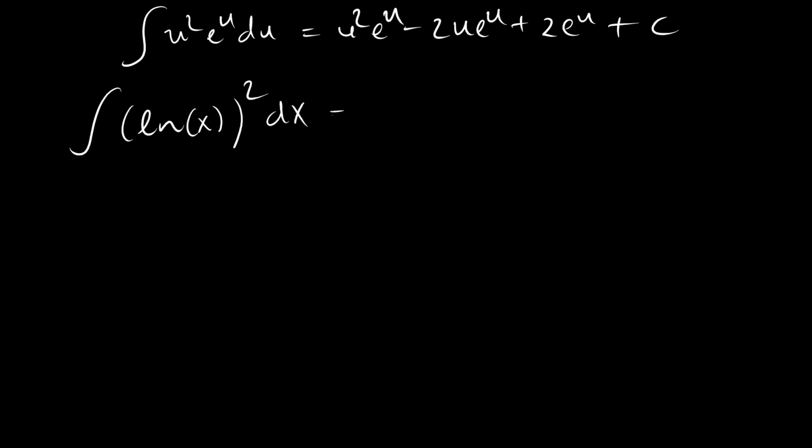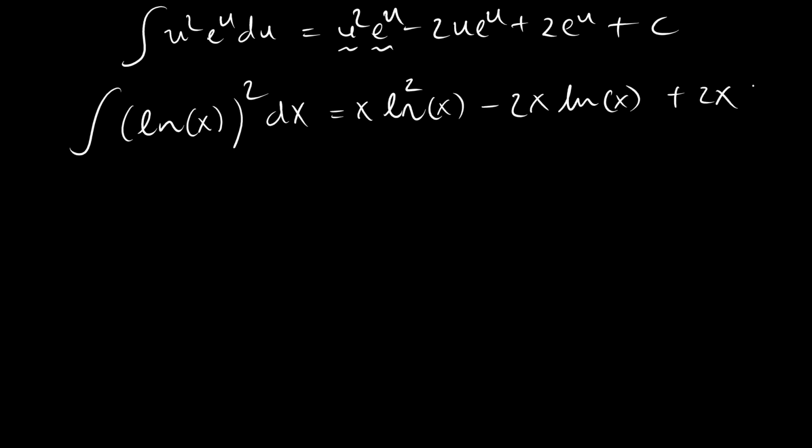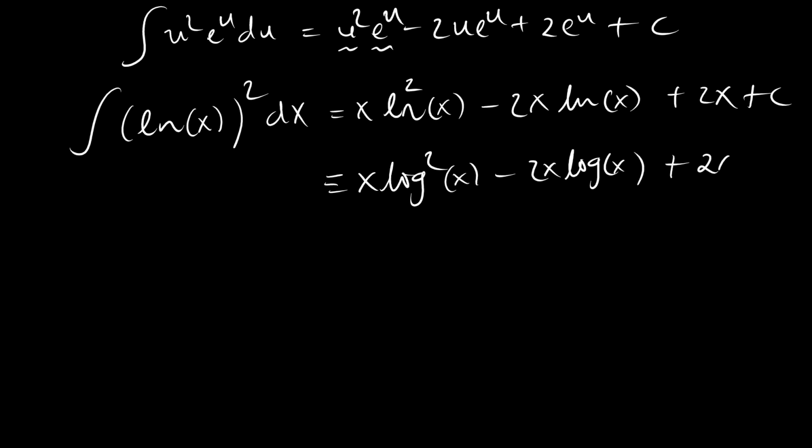that's our original integral. Let's use e to the u first. This is x. u squared is going to be natural logarithm squared of x minus 2x natural logarithm of x plus 2x plus c. Now this is also equivalent to x log squared x minus 2x log x plus 2x plus c.